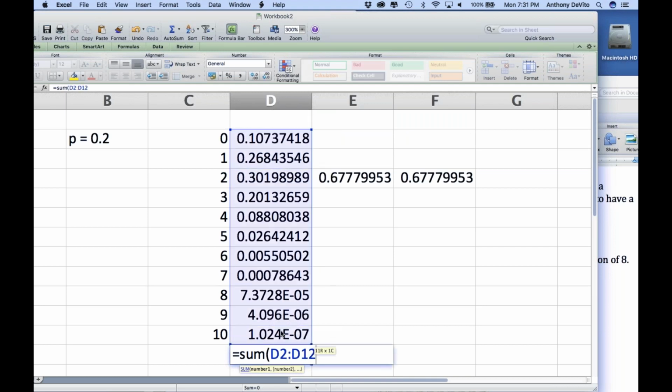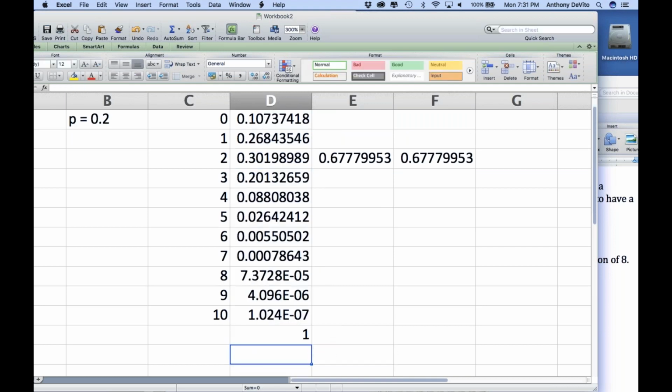Okay, so if I add all of these probabilities up, what's it going to come out to? Did I hear 1? Somebody say 1? That's what it comes out to. It comes out to 1.